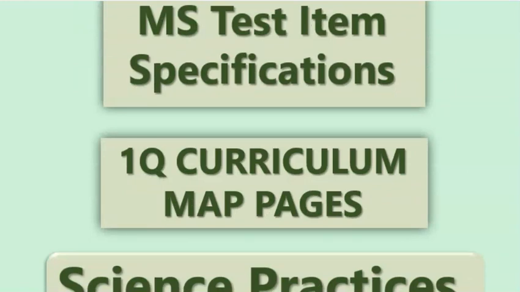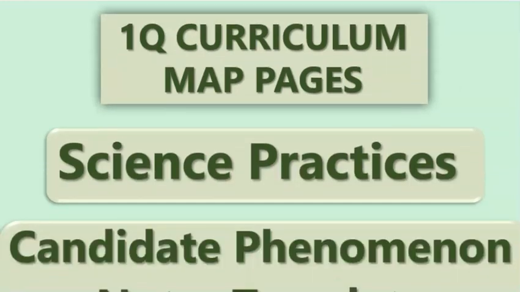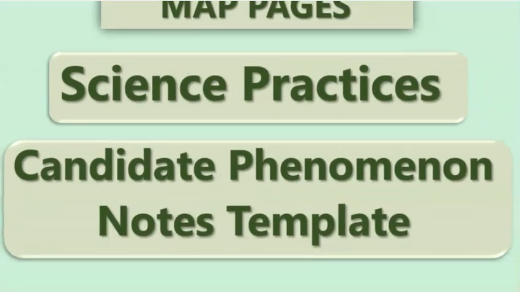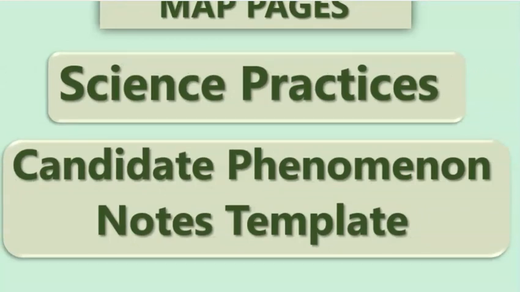This is about first quarter curriculum map pages. It's not the whole curriculum map. You can get those on your EPLC course on Canvas. And this hot button is the science practices, just page 9 of the curriculum map, because you're going to need that. And then lastly is this candidate phenomenon notes template, which I'd like to show you right now.